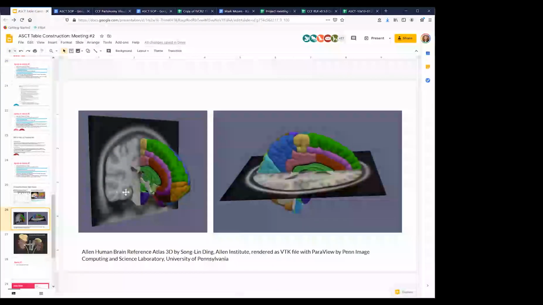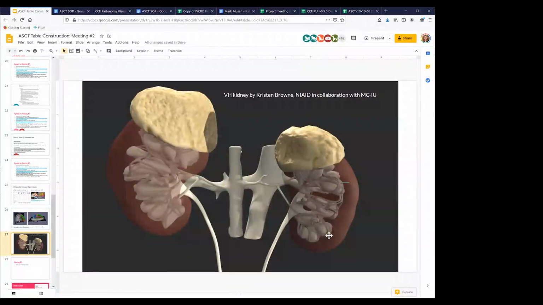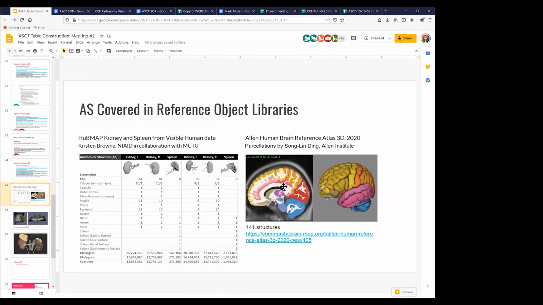That's my question. So many of these data sets come into existence because you have slices which then get re-rendered here, for instance, by Songling Ding from the Allen Institute into a 3D structure, and then each one of those 3D objects gets named. A similar process was also used by Kristen Brown, NIAID, in collaboration with our team to get us these kidney reference organs. And so I think over time we will have both. We will have the 2D representations and we will have the 3D representations, and we will have counts of the different structures, and we will have the Uberon corresponding or CL corresponding namings for these structures. But let's see if there are others who would like to chime in.